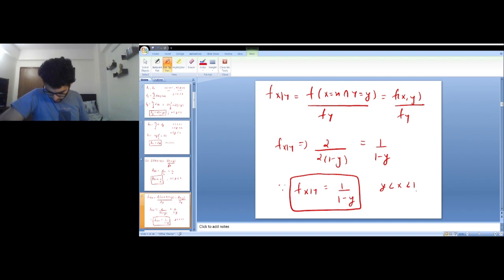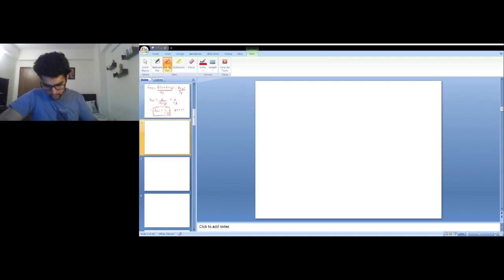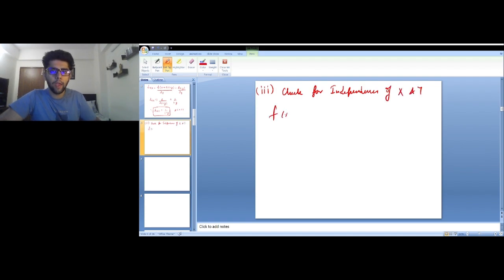Now we need to find our third part. Our third part says to check for independence of x and y. So f(x, y) is equal to f of x into f of y. This is the condition that we need to check.